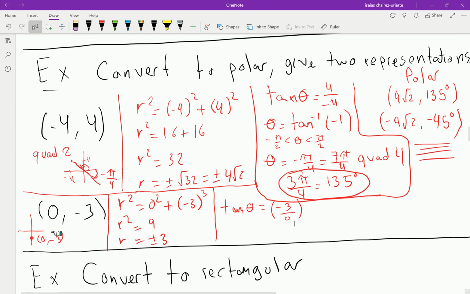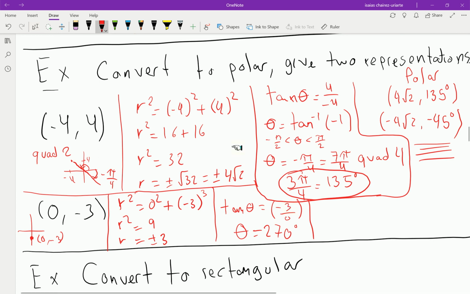Well, think about the original rectangular point. What would be the angle that's made? Imagine that a ray starts on the positive x-axis and it rotates counterclockwise all the way to the point 0, comma negative 3. What angle is that? I hope that you agree that that angle is just 270. So there was maybe not that much reason to do any trigonometry here, but if you ever encounter tangent of theta equals something undefined, that's probably because you're dealing with an angle on the y-axis.